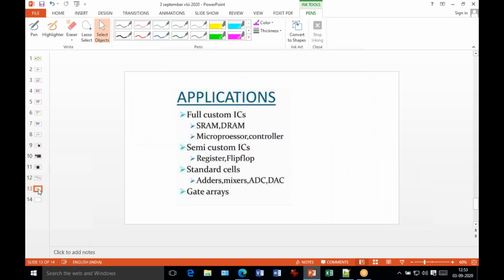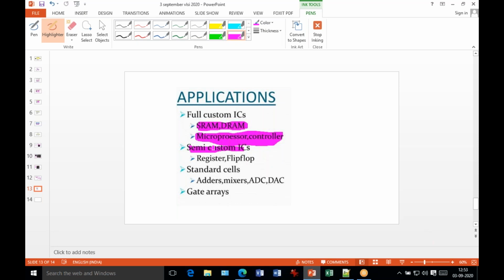So what is the application of this BiCMOS? So many memory designs. You know memory is of two types, SRAM or DRAM, static RAM, dynamic RAM. And all the microprocessor and microcontroller types. So many processors are there in your systems, mobile phones, and all the laptops or computers. In this type of VLSI circuits, BiCMOS is the application.